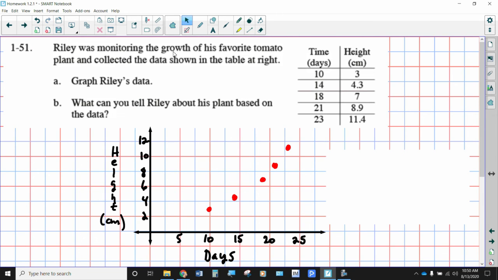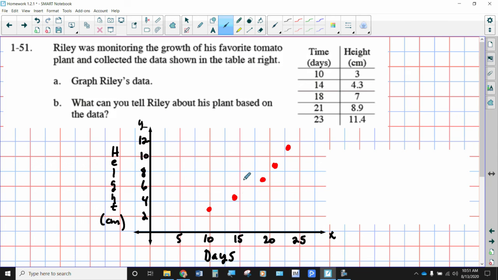All right, Riley was monitoring the growth of his favorite tomato plant and collected the data as shown at the right. So I imagine the time in days. Usually we use that for our x-axis, our independent variable, because we want to see how much it has grown over X amount of days. So the height is your y. Oop, look what I forgot to do. Very bad. I did not label my axes. There we go. Fixed it.